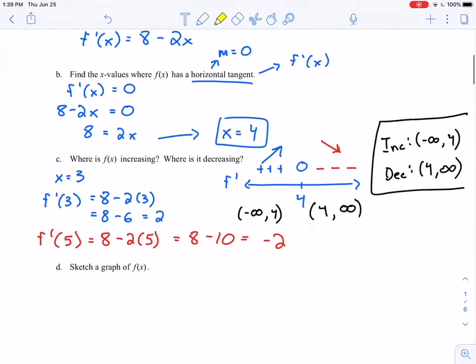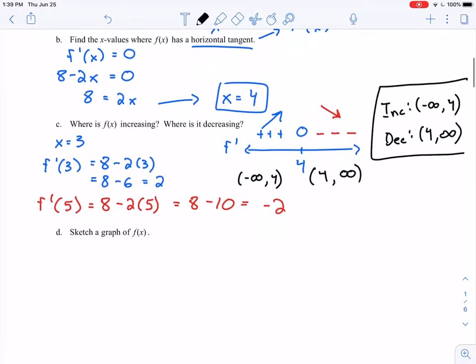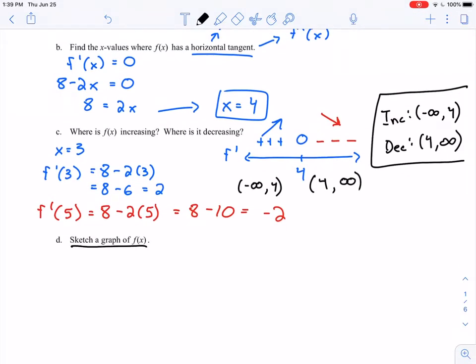Lastly, part D, we're going to see this quite a bit here too. Sketch a graph of f of x, because it'd be really nice if I could actually use this information about where my function is increasing and where my function is decreasing. If I could put all of that to work to give me just a rough sketch of f of x. Doesn't need to be perfect, but I'd like an idea of what is happening.